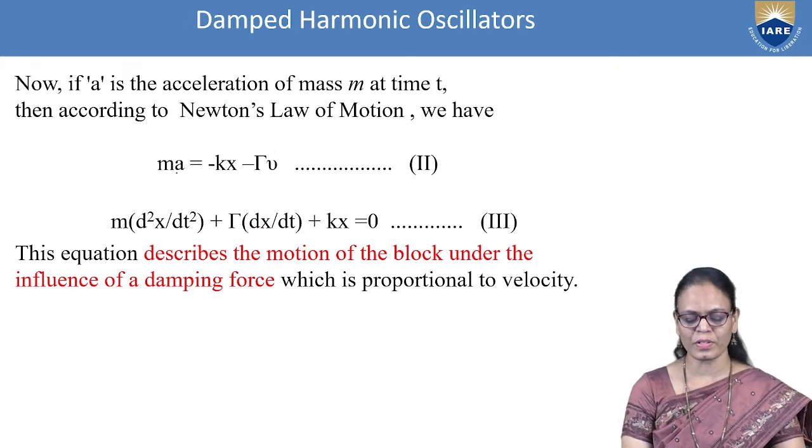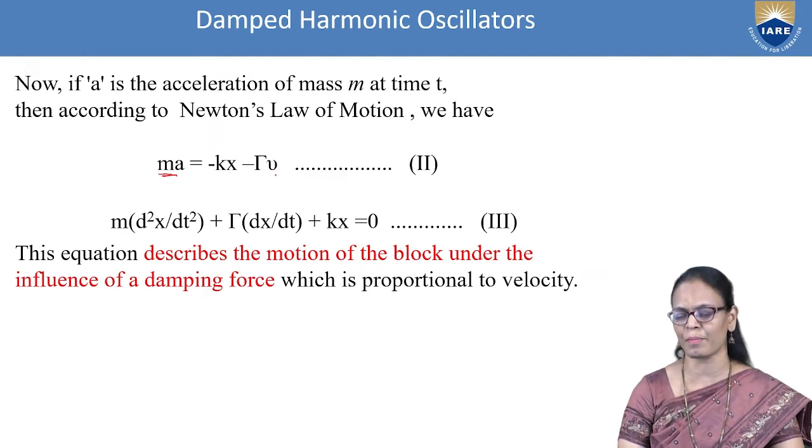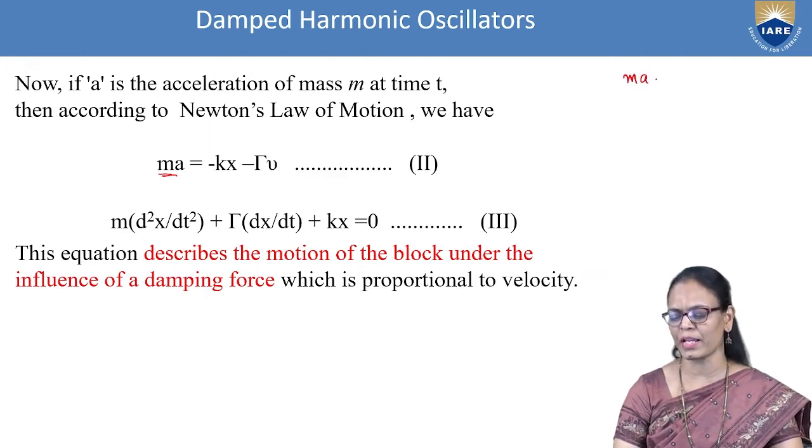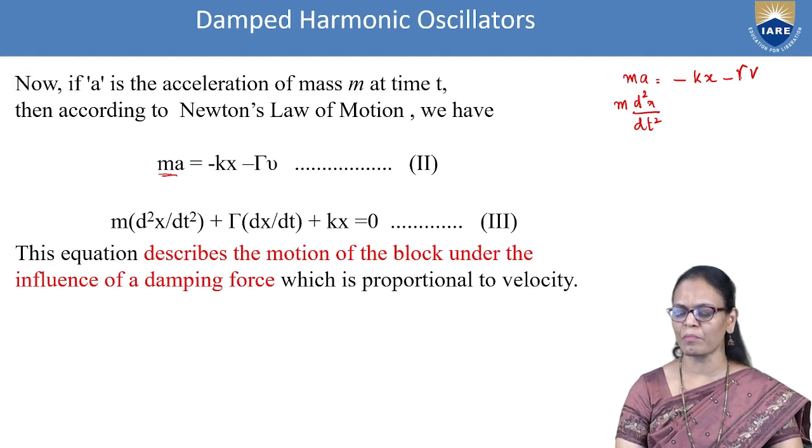Now again, we are going to substitute for F, ma is equal to minus kx and minus gamma v. So ma is equal to minus kx, which is the restoring force, and minus gamma v, which is the damping force. We have acceleration given by d square x by dt square. And we bring minus gamma v onto the other side. For v, we write dx by dt, plus kx. We are bringing these two terms, kx and gamma v, onto the left hand side.